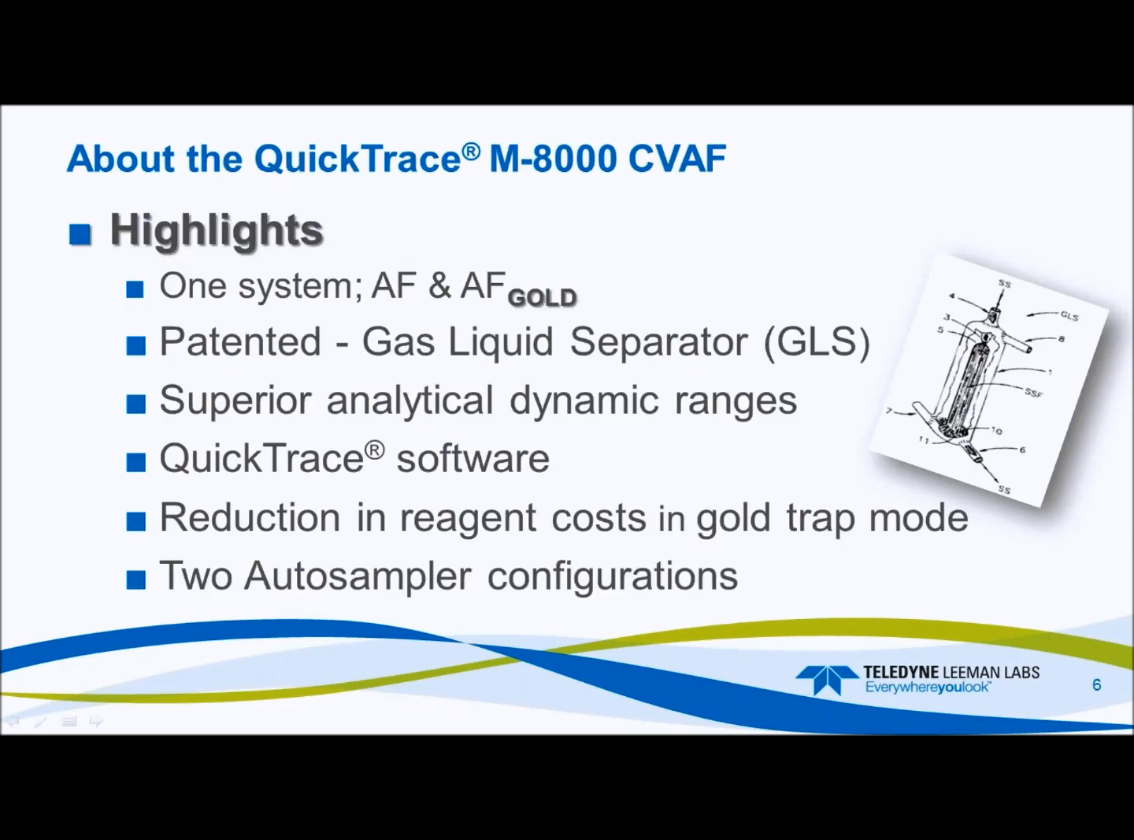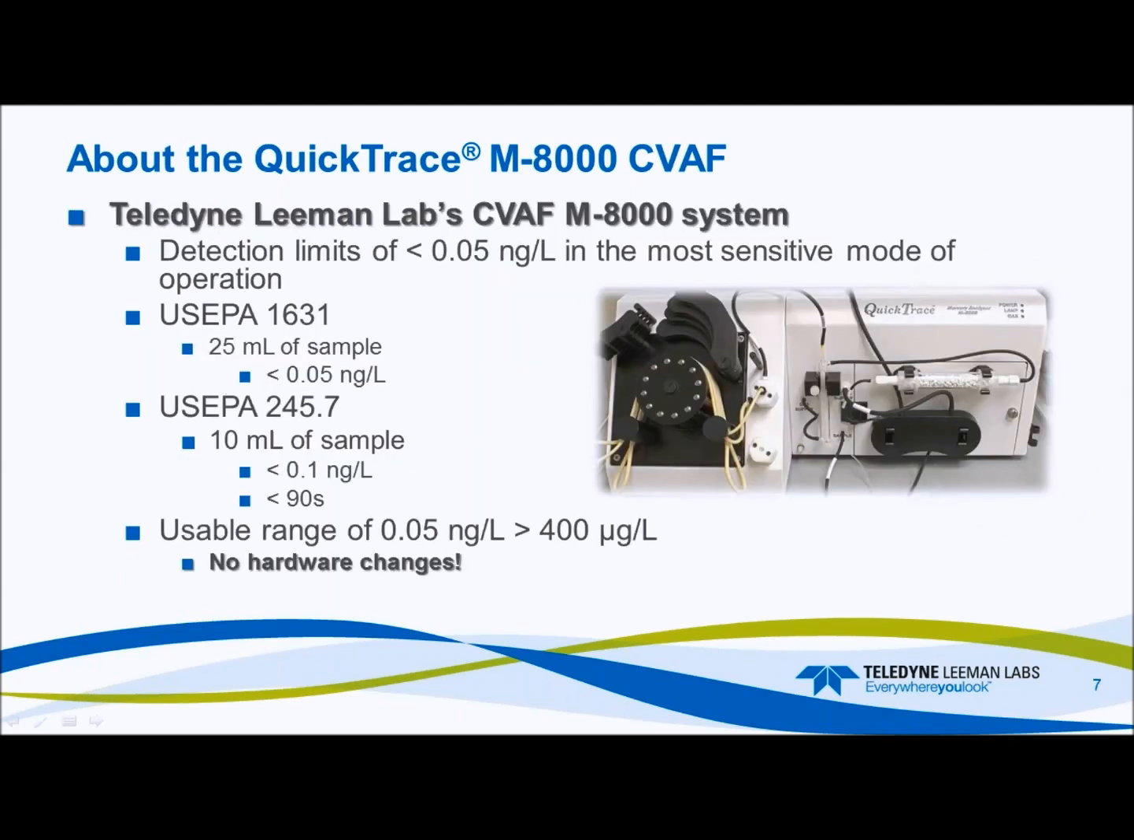So here we are. We have the M8000 cold vapor atomic fluorescence system. Some of the highlights of this system are AF and AF gold, all in the same system. We have a patented gas liquid separator, superior dynamic ranges, as you will see as we go through this webinar today, QuickTrace software. We have a reduction in reagent and gold trap costs, as I'll explain later, and we have a choice of two configurations for automation products with the M8000.